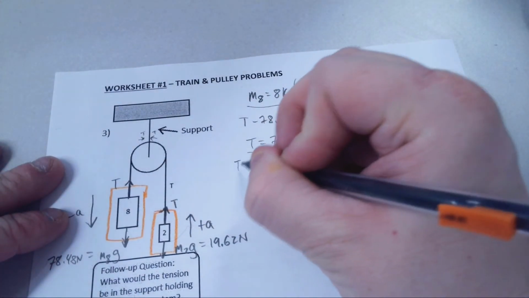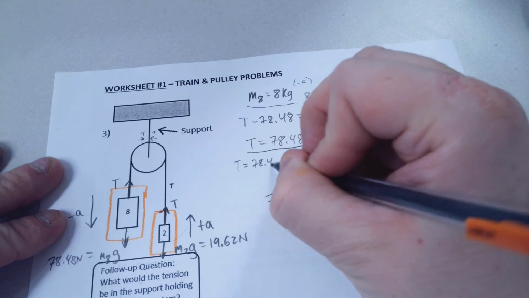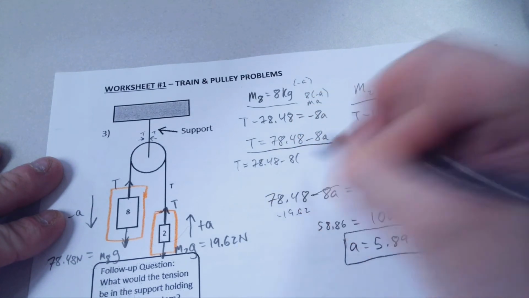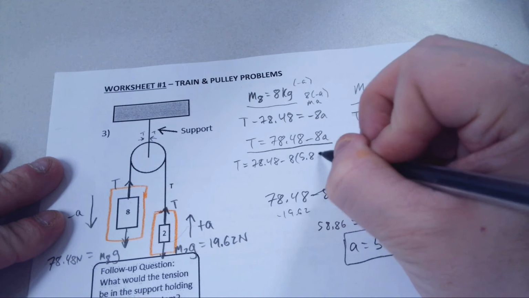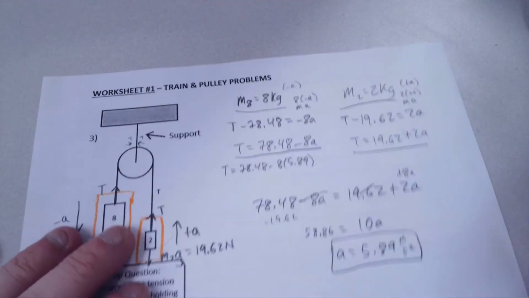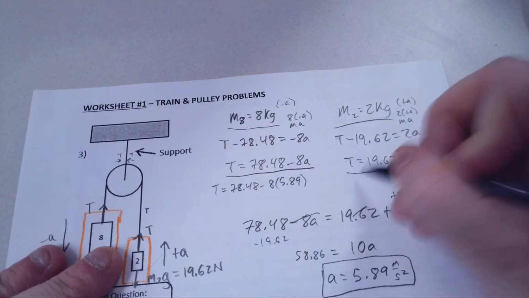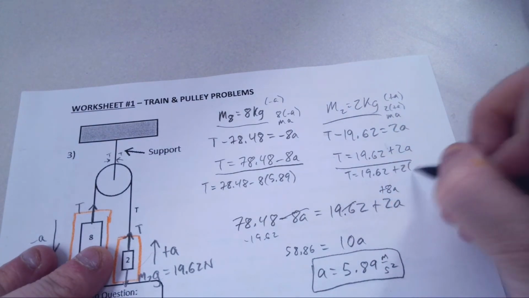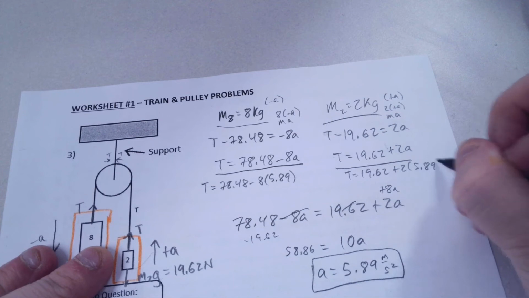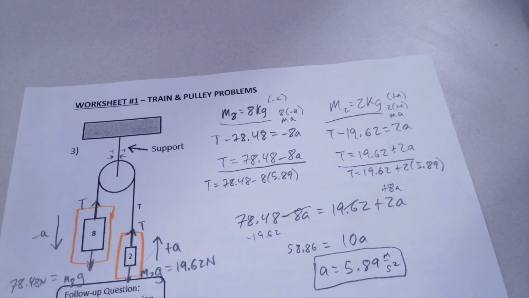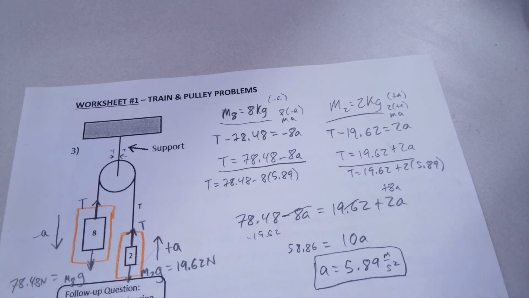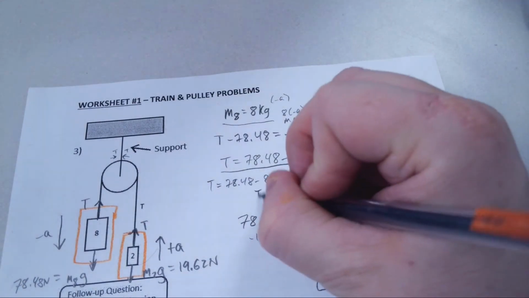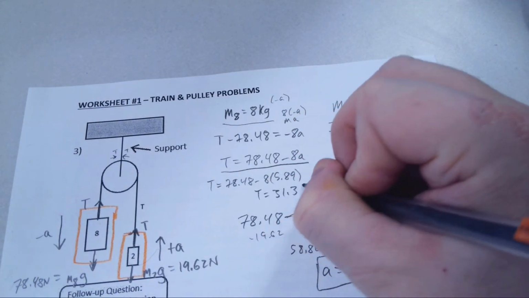So tension equals 78.48 minus 8 times 5.89. And then this one over here will be 19.62 plus 2 times 5.89. Do the one on the left, 78.48 minus quantity, 8 times 5.89. This is 31.36 newtons.